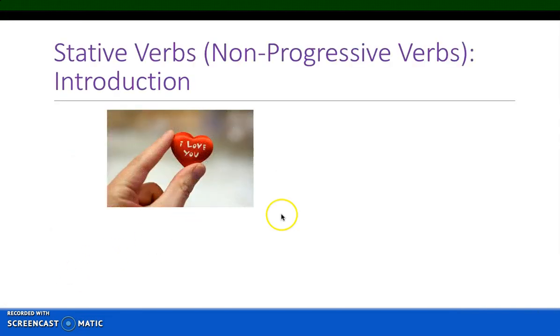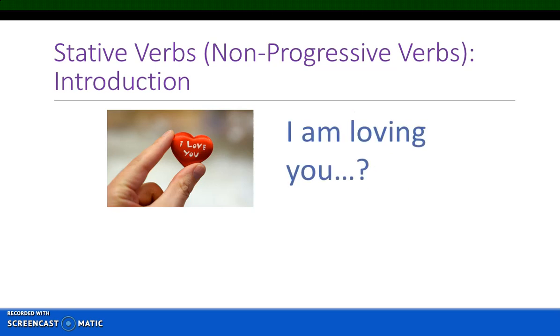Have you ever heard the sentence, "I love you"? I'm sure you've heard it many times. It's all over the movies and TV. But have you ever heard the sentence, "I am loving you"? Probably not, because this is incorrect. So why can we say, "I love you," but not, "I am loving you"? The reason is, love is a stative verb.